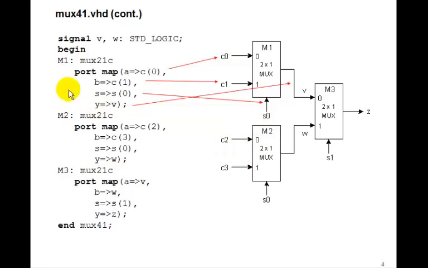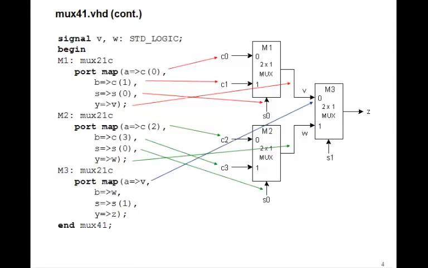For the second MUX, M2, its A gets connected to C2, its B gets connected to C3, its S gets connected to S0, and its Y gets connected to W. And finally, the last 2-to-1 MUX, M3, now its inputs are V and W and the output Z. So its A gets connected to V, the signal V, B gets connected to the signal W, S gets connected to S1, and Y gets connected to Z, the output Z. So you see in each case the component names are the same on the left-hand side of the port map statements, and on the right you just wire it up to whatever inputs, outputs, or signals they get connected to.